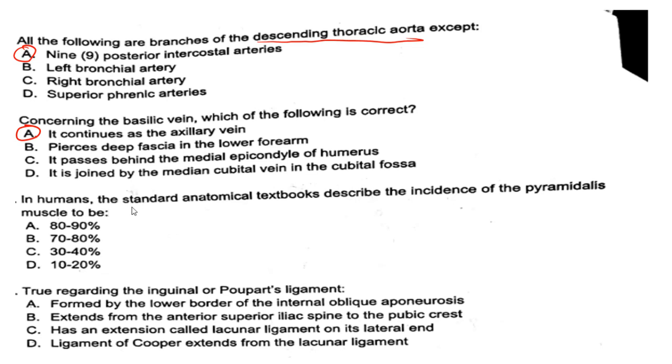In humans, the standard anatomic textbook describes the extent of the pyramidalis muscle to be just 80 to 90. That's the correct answer. True regarding the inguinal or Poupart ligament. A. Formed by the lower border of internal oblique aponeurosis. B. Extends from the anterior superior iliac spine. C. Has an extension called lacunar ligament on the lateral end.